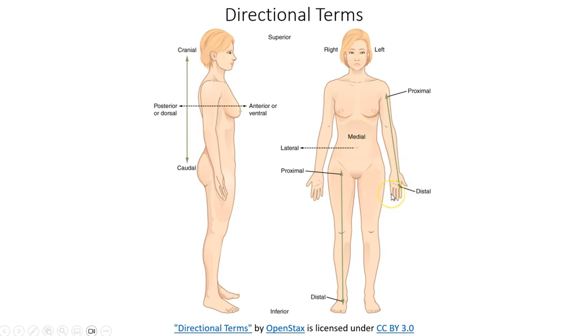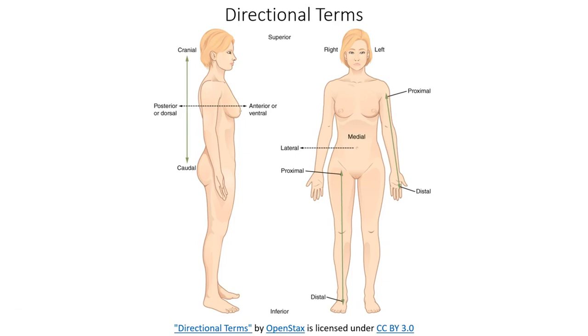Next, let's do anterior and posterior, and then ventral and dorsal. Those terms are pretty interchangeable. There are a lot of cases, though, where you're going to see exclusive use of anterior and posterior or ventral and dorsal.